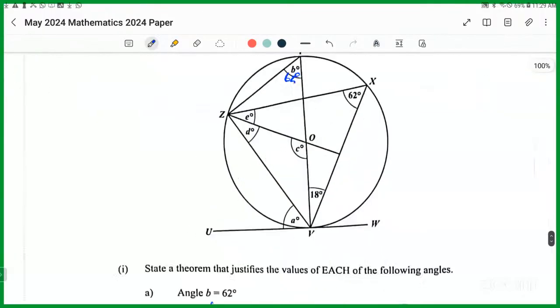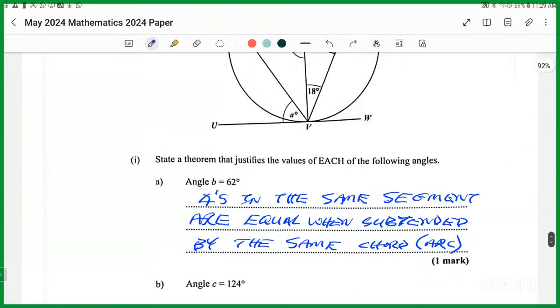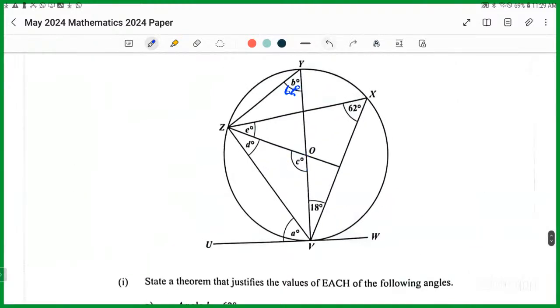Then they're asking us now, why is angle C 124? And that angle C is clearly right here. It's at the center. And again, if you find what is subtending it at the center, it's the same chord right here. Come back until you reach the circumference. Again, it is subtending from these 2 points. This is a chord that is subtending that angle, or you could say this is an arc that is subtending that angle at the center. Now the same chord or arc is subtending the 62 degrees at the circumference up here.